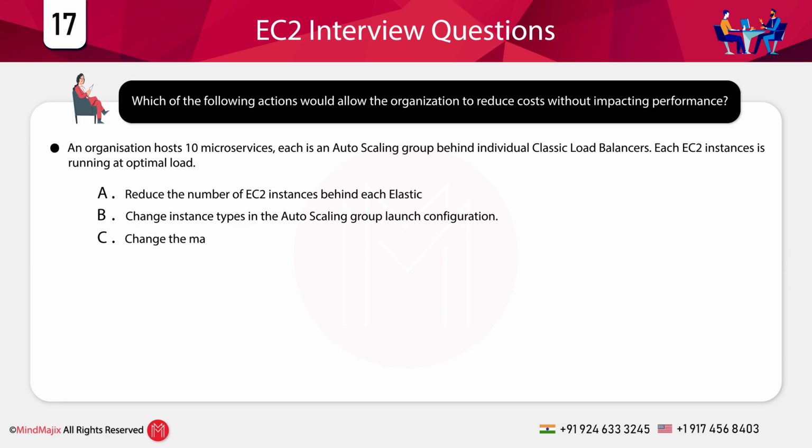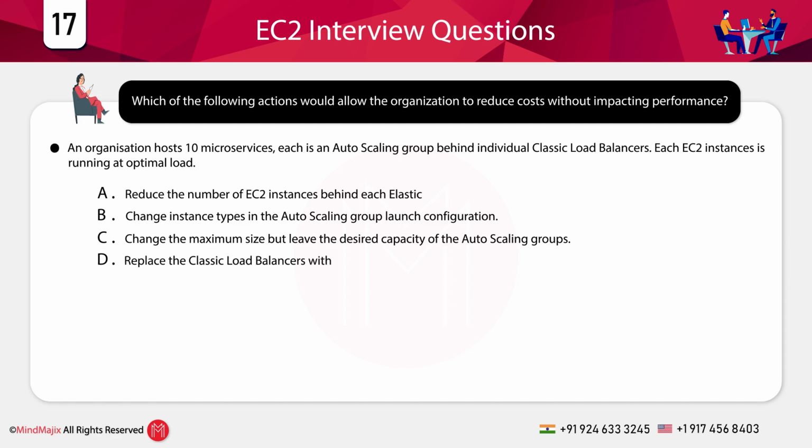Change the maximum size but leave the desired capacity of the auto scaling group. See, we have to change the maximum size, so that is also not optimal here. Replace the classic load balancers with a single load balancer. Are we using multiple load balancers? Each auto scaling group is behind an individual classic load balancer. Yes, we are using multiple load balancers here. So what I'll do, I'll replace multiple load balancers with a single application load balancer. So here the answer will be D.